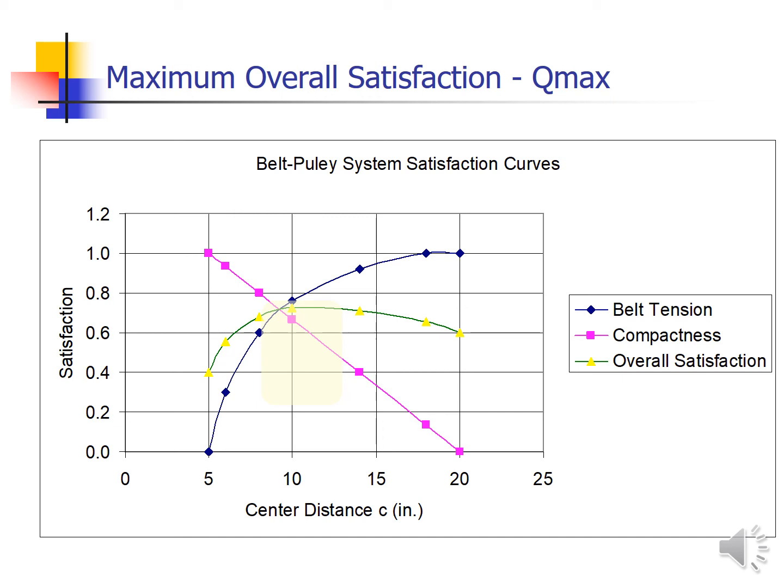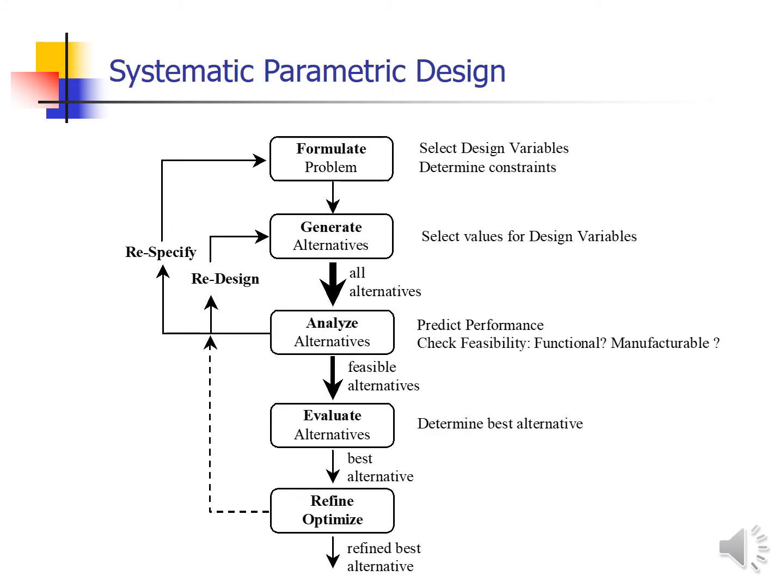For the distance there, you have the parameter for belt tension, the blue color. The pink color is for compactness. This is a linear curve, linear line. Overall certification is the green color. Then we get more of this area. The yellow area is possible for certification.